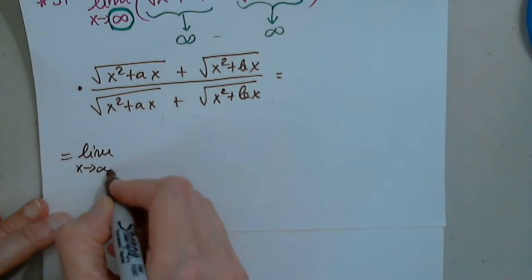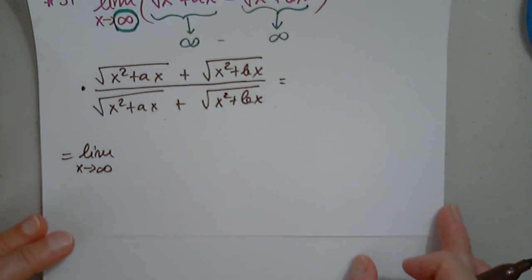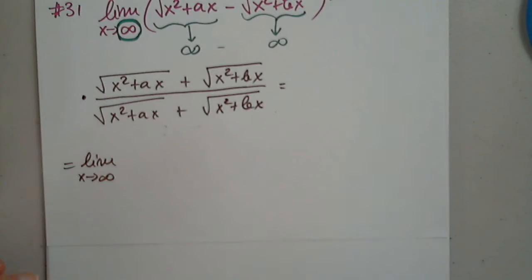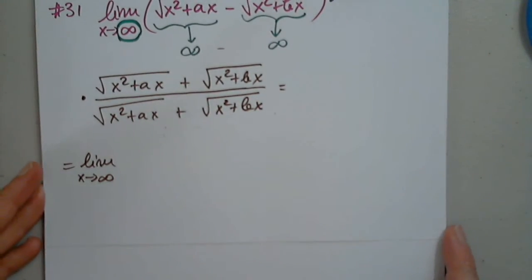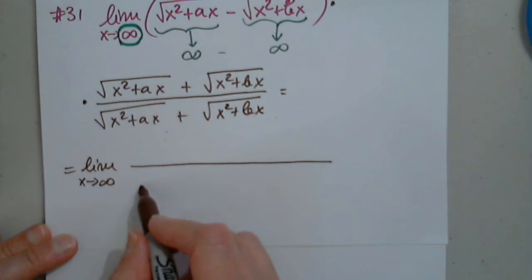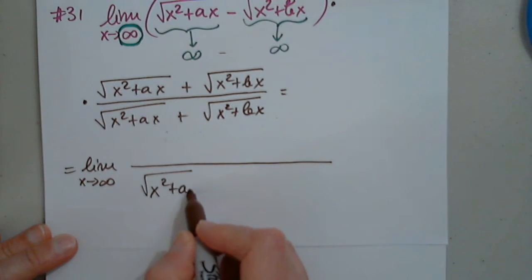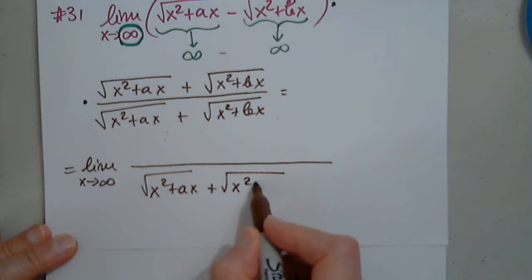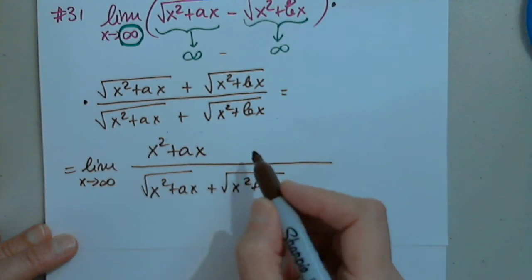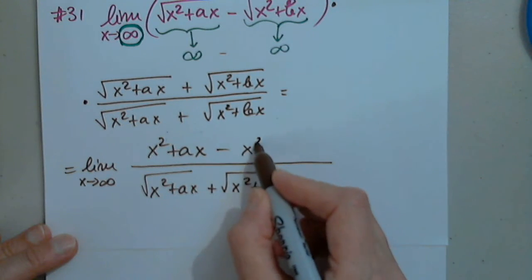Limit as x approaches infinity. And then after this, I just want to make a comment about something I saw in the homework. I don't want to forget that. Yes, can anyone give us the numerator? The denominator I can write. The numerator would be x squared plus 8x minus x squared plus 6x.